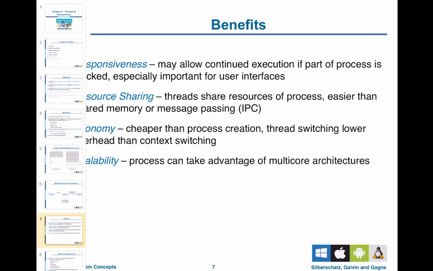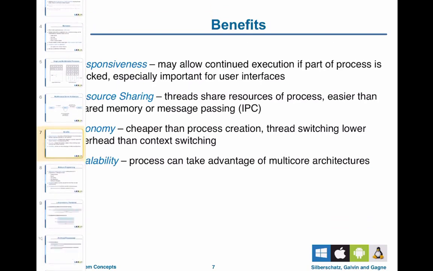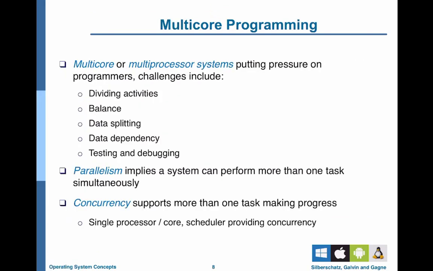So, multi-core programming. Modern systems are multi-core and multi-processor now, so application programmers should explore the system complexity. They confront challenges such as how to divide activities or tasks, how to get balanced execution, how to split data, and data dependency.